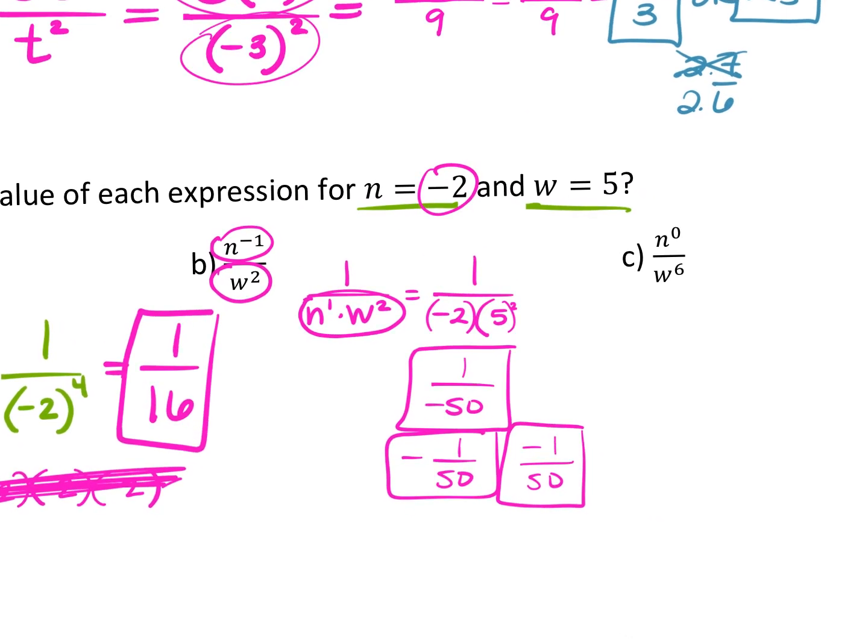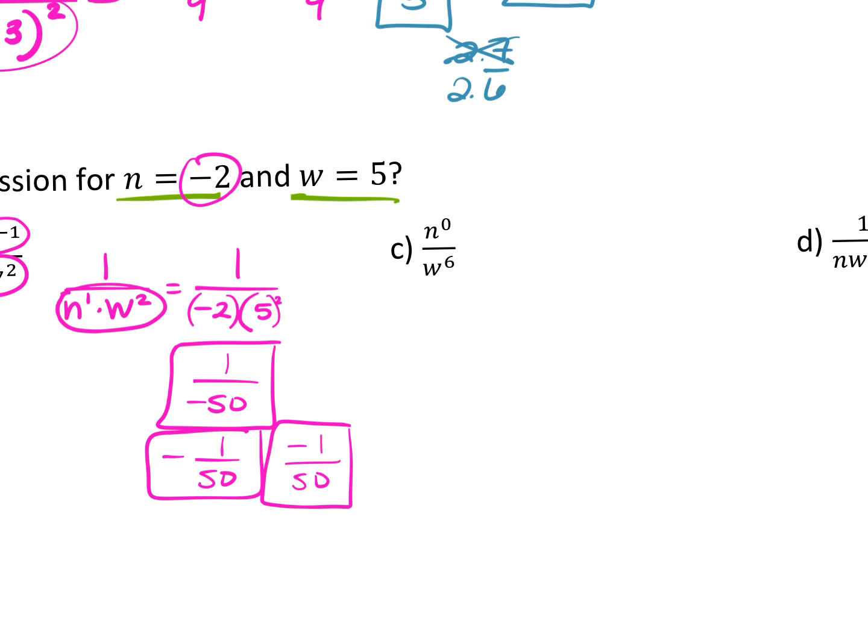What do you do with C? What's n to the 0 power? It's 1. So this is 1 over W to the 6th, which means it's 1 over 5 to the 6th power. How do you figure out what 5 to the 6th is? Plug it into your calculator.